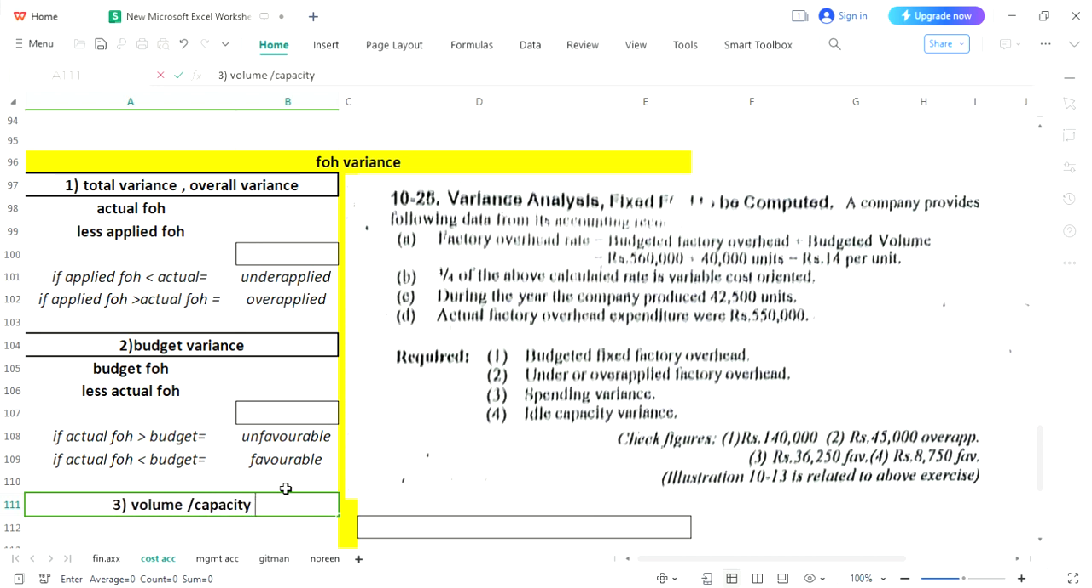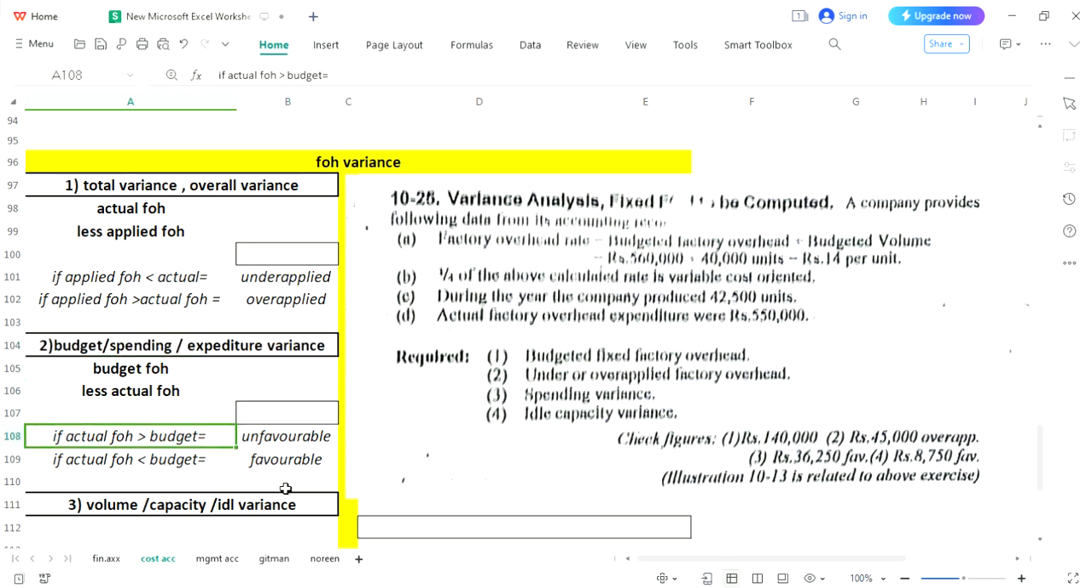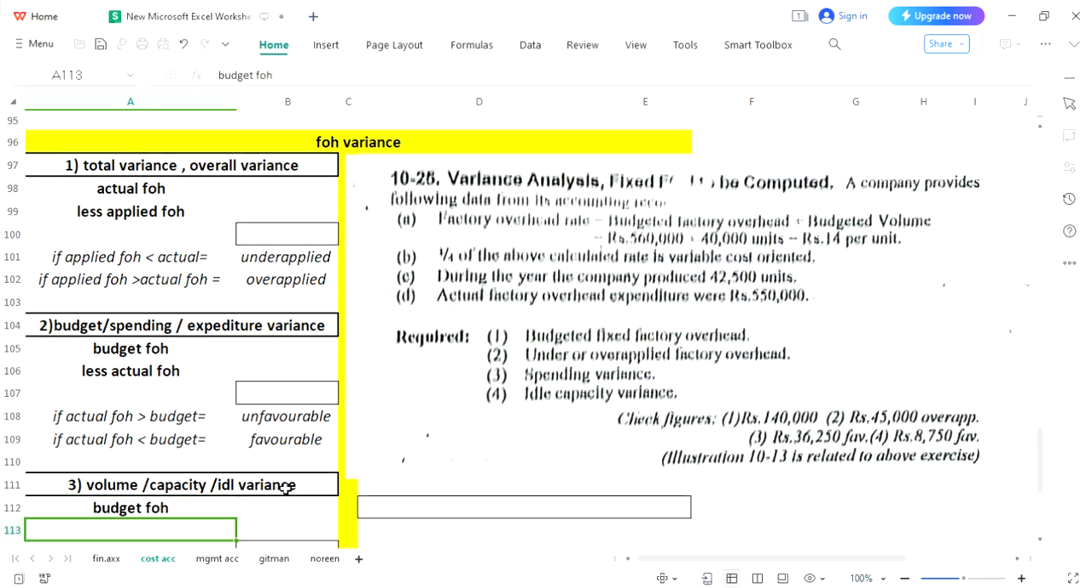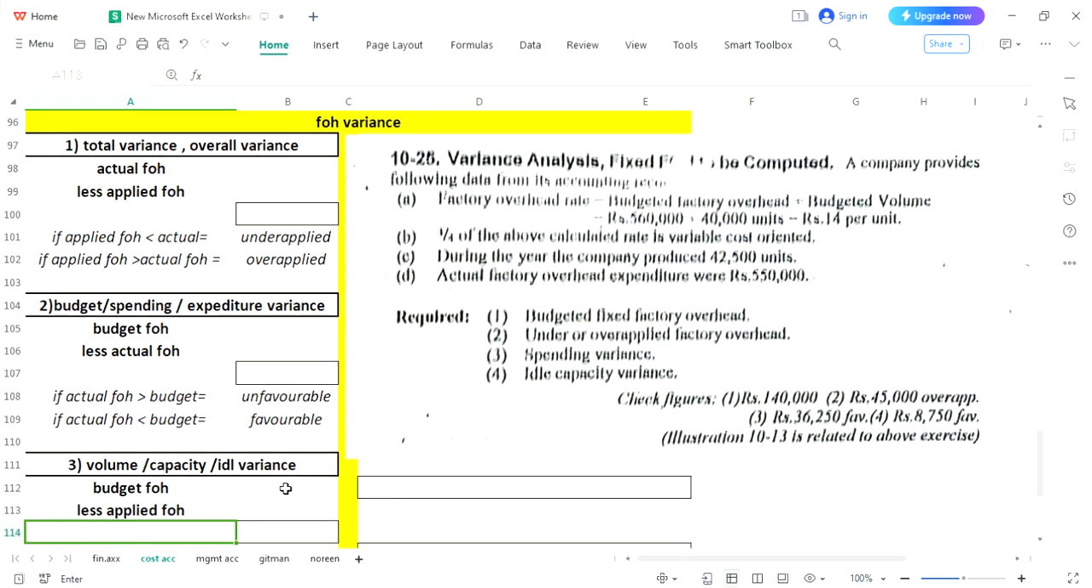Alright, and next, the third variance which you will calculate is volume variance, also called capacity variance, and it is also called idle variance. Budget variance also has alternative names. You may use spending variance, or you may use expenditure variance. So these are alternative names. For volume variance, you need to have budget FH, and you will subtract applied FH from it. Here you calculate your variance by taking the difference between budget and applied.